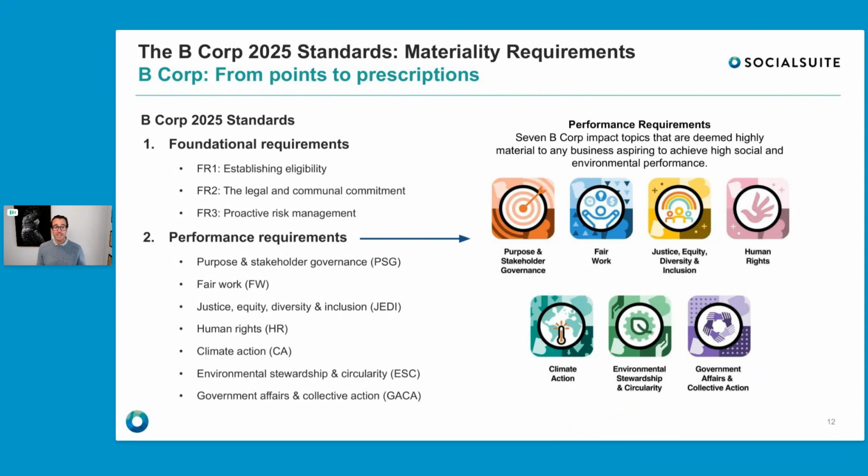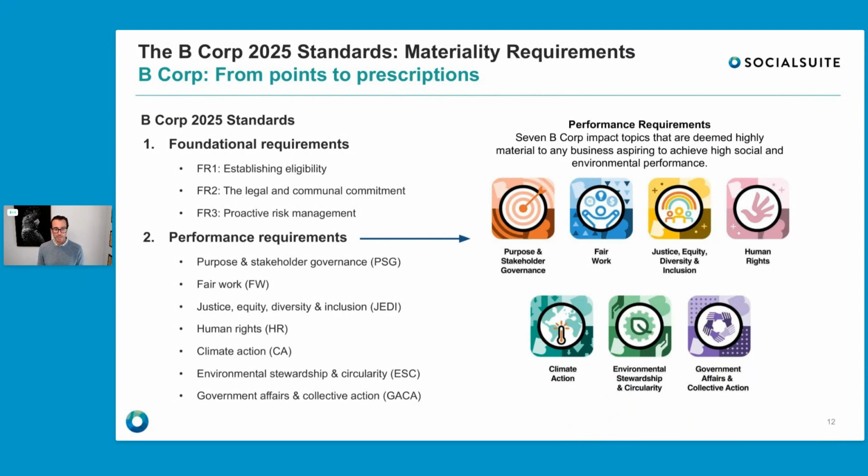But then we get to the second component, and that's what they call the performance requirements. They also call them impact topics, and we see there's 7 of them. And they've got some really nice icons there to highlight them. And what B Corp has done here is that these are 7 impact topics that we deem highly material to any business aspiring to achieve high social and environmental performance, basically to be B Corp certified. So all of these topics apply to all of the companies that want B Corp certification.